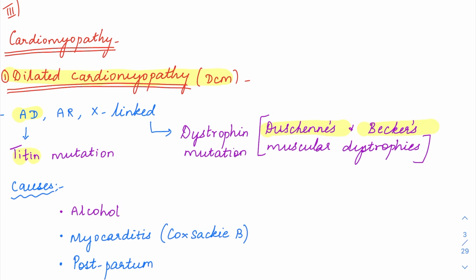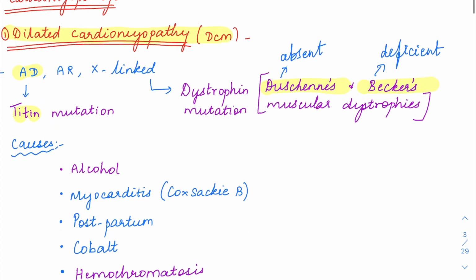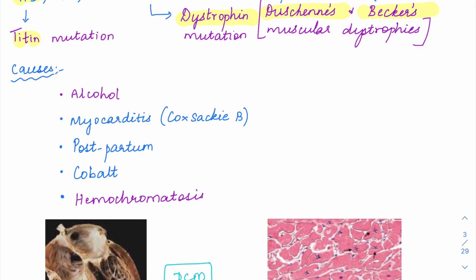In Duchenne's muscular dystrophy, the dystrophin protein, which is again a muscle protein, is absent, while in Becker's, it is deficient. That is the basic difference between these two diseases. The protein mutated here is dystrophin. But if they ask for the most common mutation, it will be titin. Okay, titin will be the most common mutation.